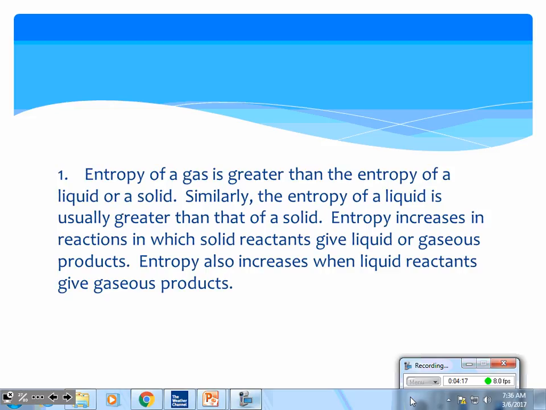Where is there going to be more disorder? In which state, solid, liquid, or gas? Gas, they're going to be moving faster. They're going to have less order. So there is more disorder with the gas. You would think that the next one would be a liquid and the last one would be a solid, because solids are pretty well ordered, aren't they? Well, that tends to be the case. So the entropy of a gas is greater than that of a liquid or a solid. The entropy of a liquid is greater than that of a solid.